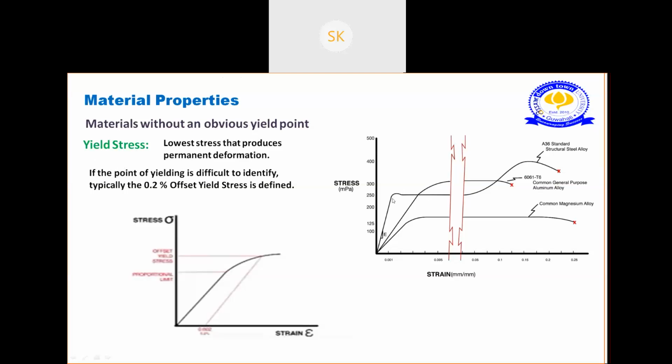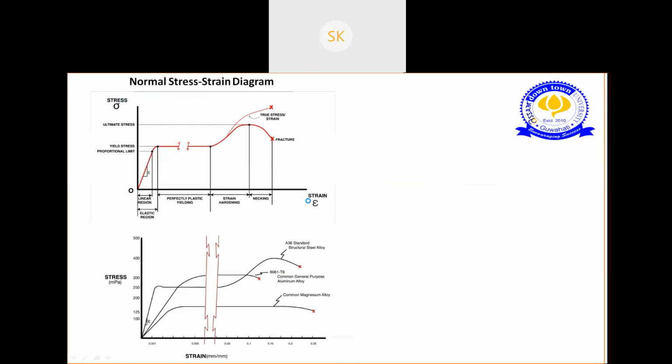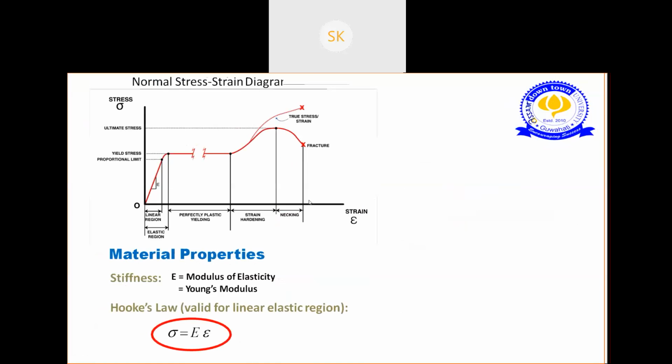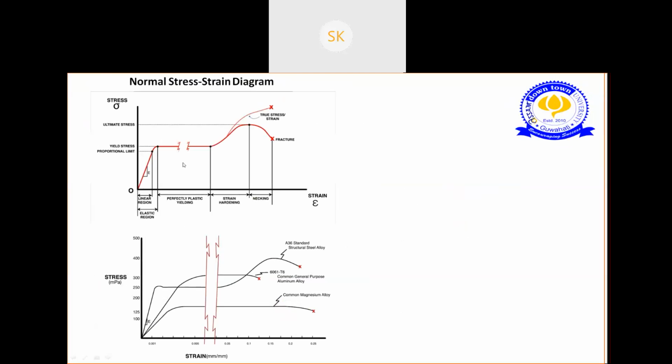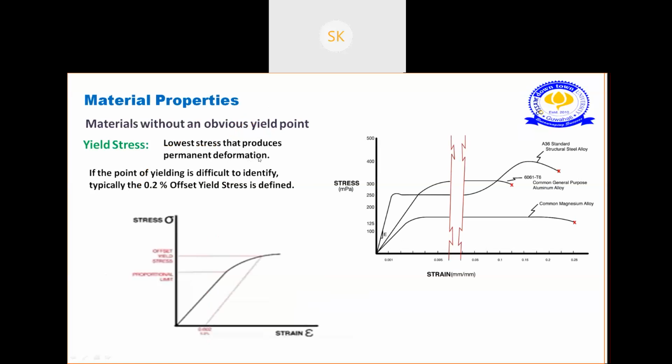Earlier we got the yield stress, right? This is the yield stress point. This is the point where the deformation starts. It is the lowest stress that produces permanent deformation. One we have ultimate stress, one we have yield stress. So this is the point from where your deformation starts, or you can say the lowest stress that produces permanent deformation.